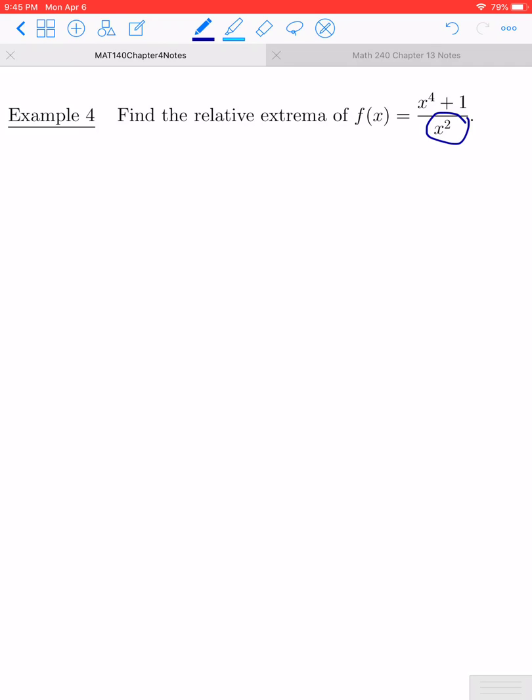In particular, whenever the denominator is equal to 0, which occurs when x equals 0, f of x is going to be undefined. And that's one of the numbers that we're going to need to use later on when we do our interval test chart. Let's go ahead and find our critical numbers. So we're going to go ahead and take the derivative, which would involve using the quotient rule.